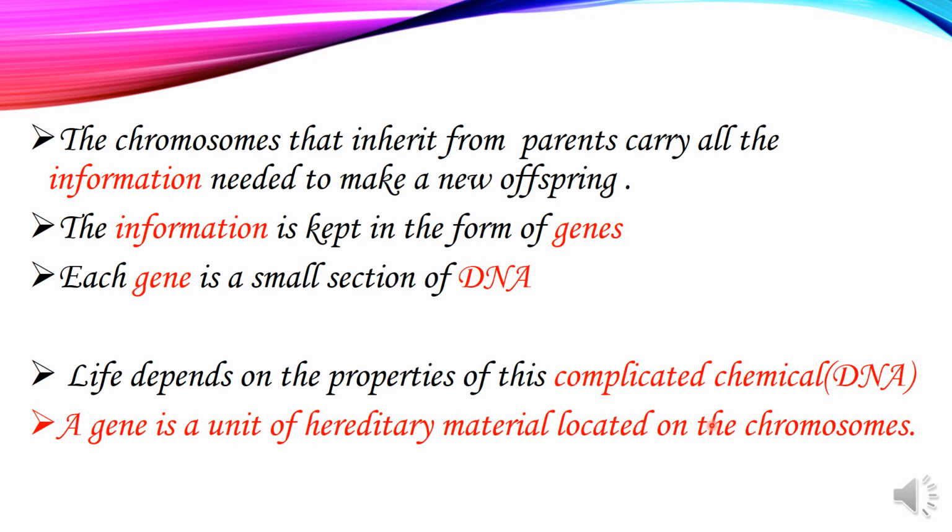So a gene is a unit of hereditary material located on the chromosomes. What's a gene? It is a unit of hereditary material located on the chromosomes. And this DNA is a complicated chemical which all life properties depend on.